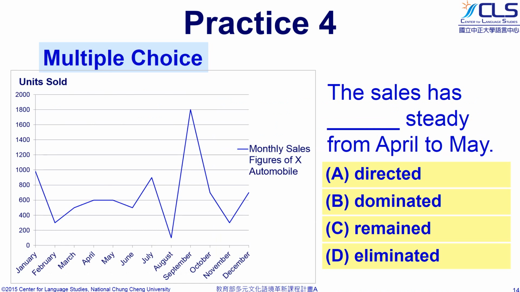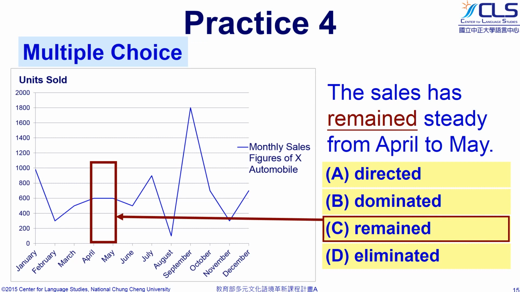Now let's look at practice 4. Please read the statement and choose the best answer. Well done. The best answer is C, remained. We use remained steady because as you can see from the graph, there is not much change from April to May.